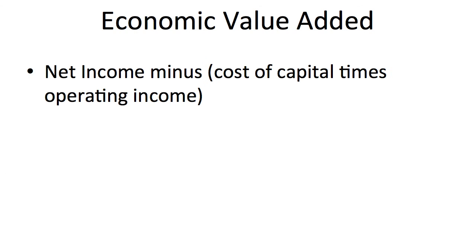And then finally we have the economic value added. That's your net income minus the cost of capital times the operating income. So you're going to multiply together the cost of capital, which is a percentage provided to you in the homework. You're going to multiply that percentage times your operating income, and you're going to deduct it from your total net income, and that'll give you the economic value added.